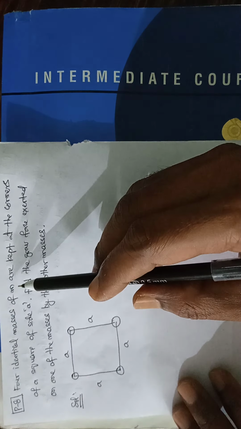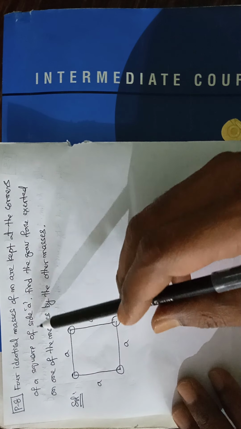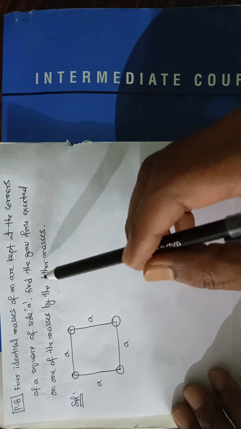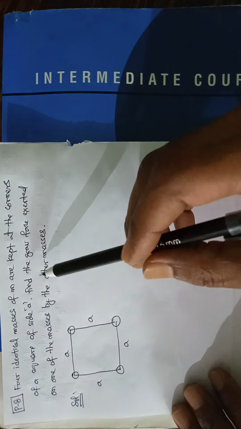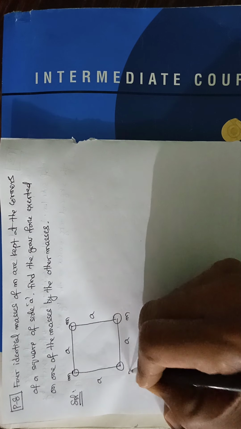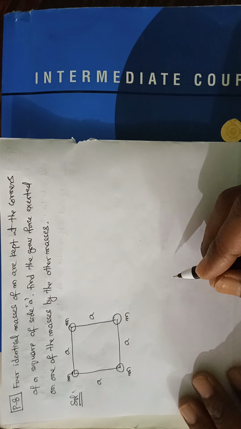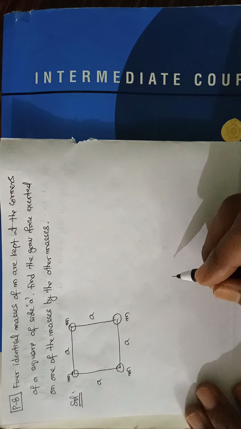Four identical masses of M are kept at the corners of a square of side A. Find the gravitational force exerted on one of the masses by the other masses.